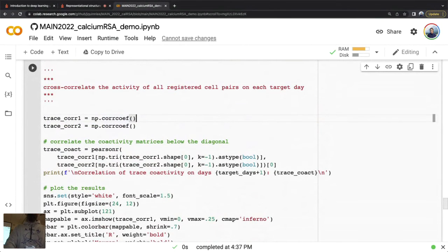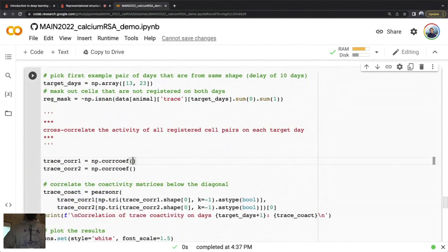Okay, so let's do that. Let's take 2 example days. Here, day 14 and 24, which in Python is 13 and 23, which is a delay of 10 days, which means they're the same shape. So it's 2 random presentations of the same shape that I've picked out of the data. So let's pick those days.